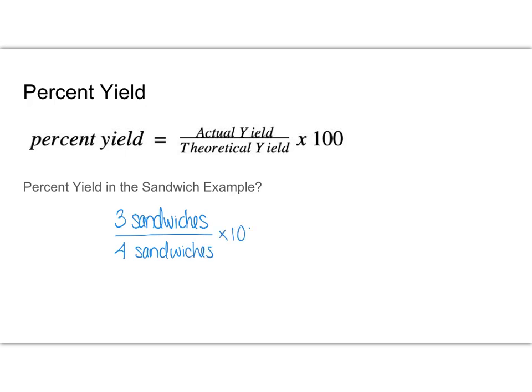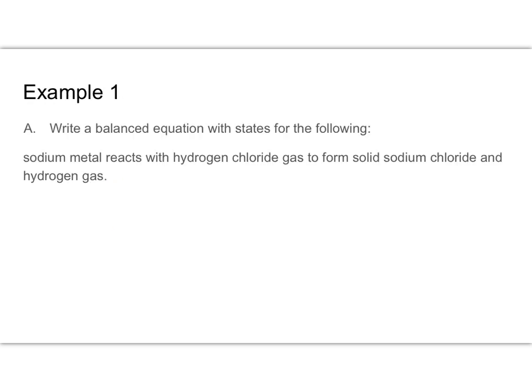Lastly, I multiply it by 100 to make it into a percent. So my percent yield of sandwiches was 75%. All right, now let's throw some chemistry in here.